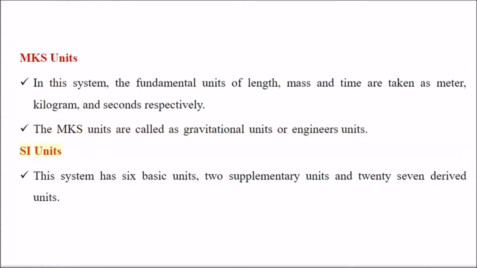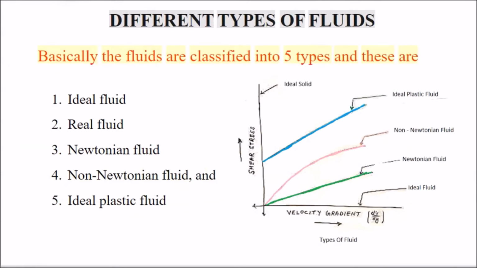SI units. This system has 6 basic units, 2 supplementary units and 27 derived units. Basically, fluids are classified into 5 types, and these are: 1. Ideal fluid, 2. Real fluid, 3. Newtonian fluid, 4. Non-Newtonian fluid, and 5. Ideal plastic fluid.